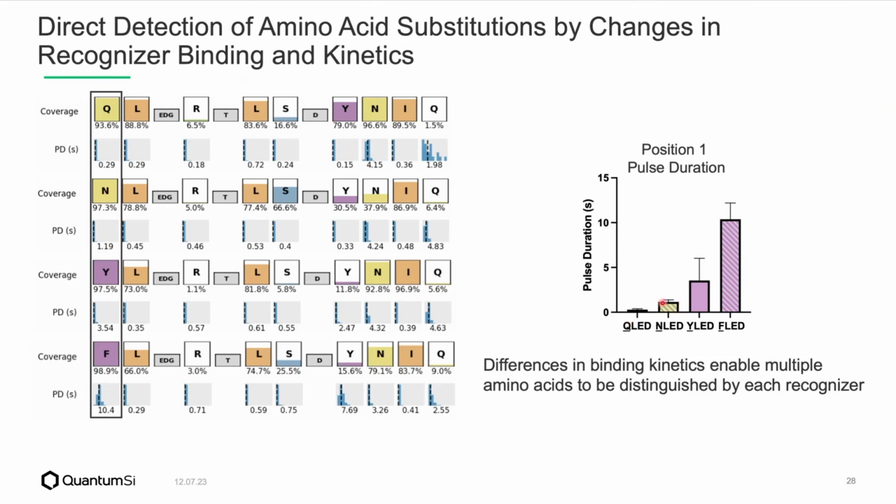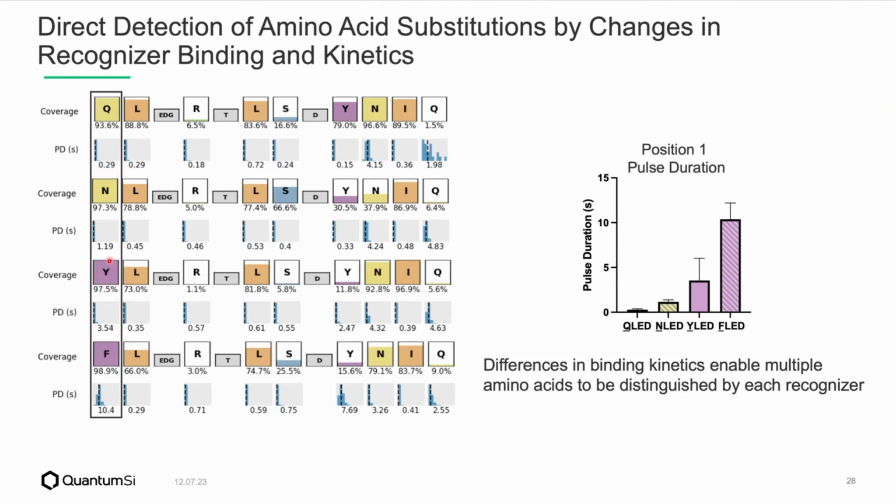We then decided to change this initial position 1 to a new recognizer. This is using our aromatic recognizer, and we started by converting this glutamine to a tyrosine. Now you have a distinct recognizer interacting with the N-terminus, as shown here with this new purple recognition segment indicating tyrosine. You see a corresponding change in the pulse duration with the tyrosine at the beginning. Now the pulse duration has gone from glutamine at 0.3 seconds to tyrosine at 3.5 seconds.